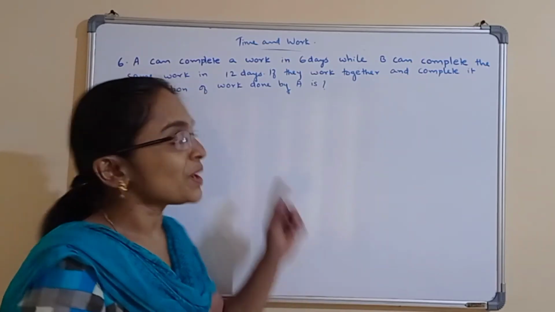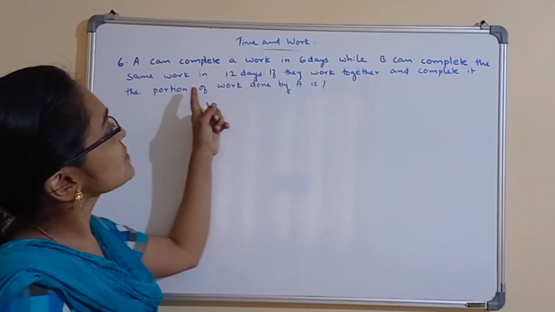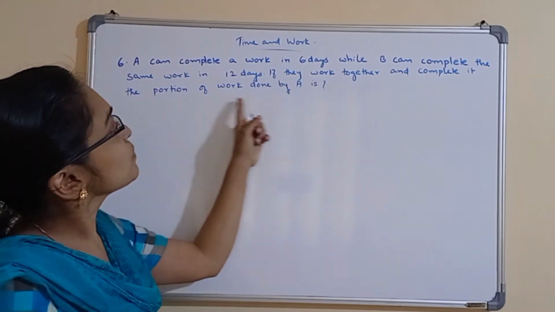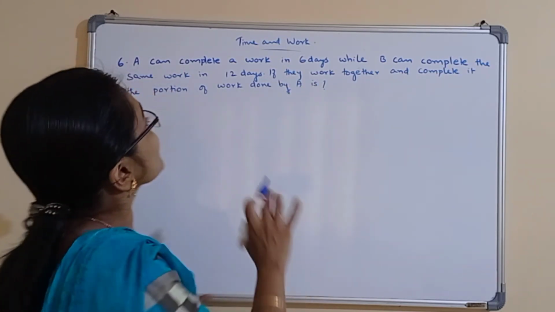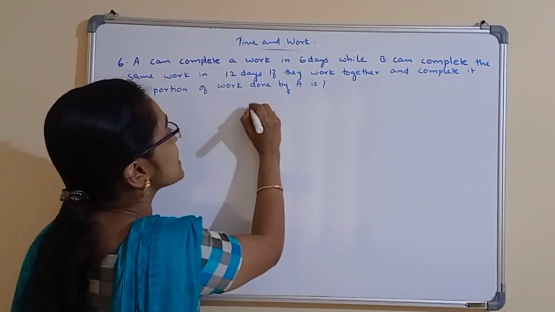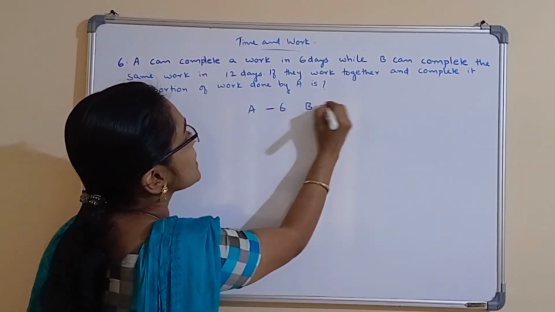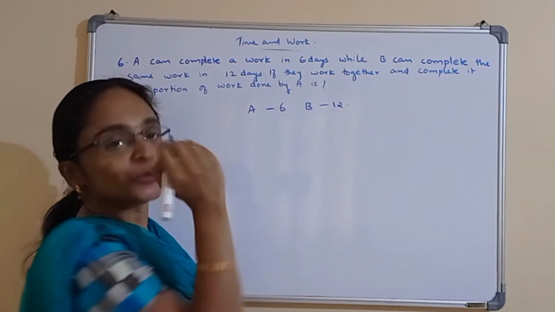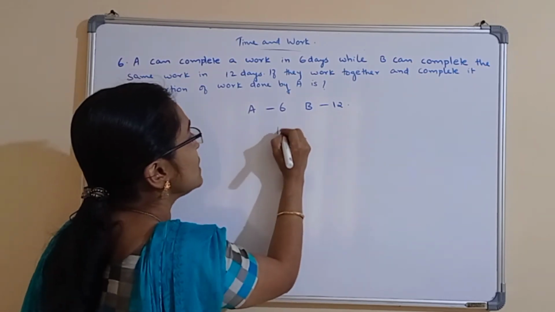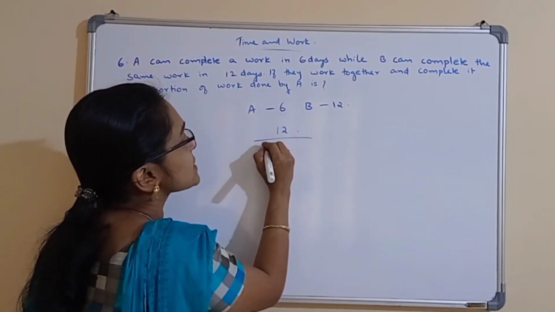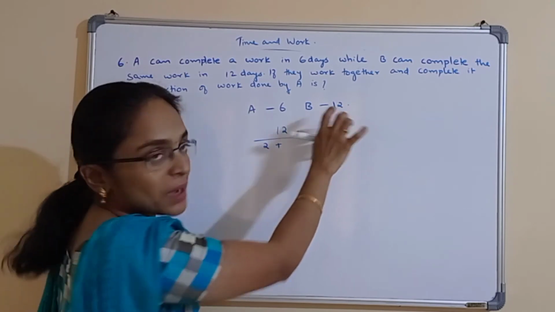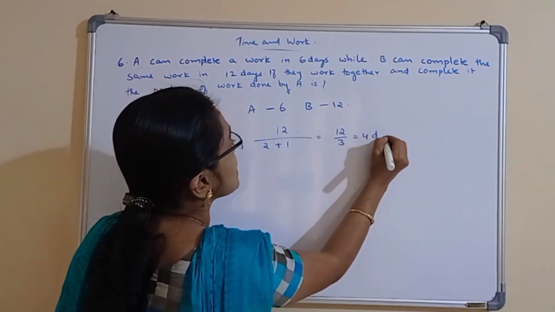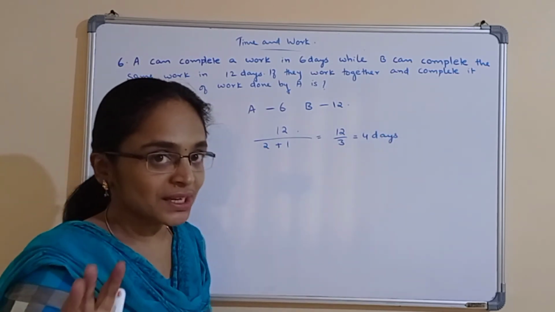Okay. Next one, A can complete a work in 6 days while B can complete the same work in 12 days. If they work together and complete it, portion of work done by A is. So, A can complete work in 6 days, B in 12 days. So, A plus B will complete it in, what is the LCM? It is 12. LCM of 6 and 12 is 12. 12 by 6, 2. And 12 by 12 is 1. So 12 by 3, which is equal to 4 days. So A plus B will complete the work in 4 days.